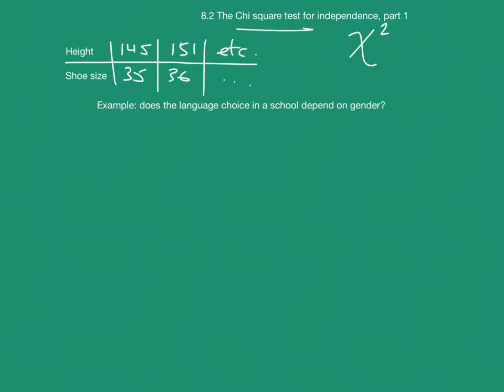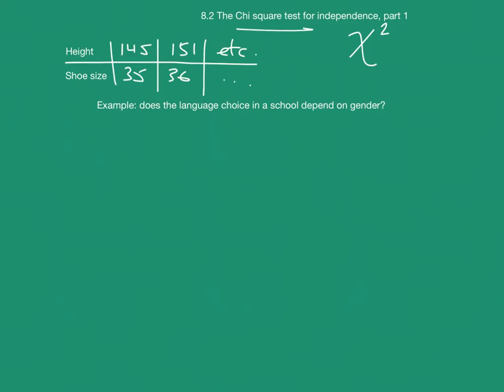For example, does the language choice in the school depend on gender? There will always be differences between groups, but the question is, are the differences significant? Are they significant enough to suggest that there is a dependence?